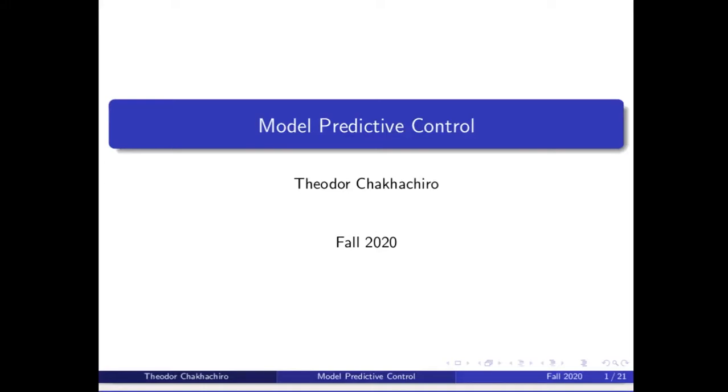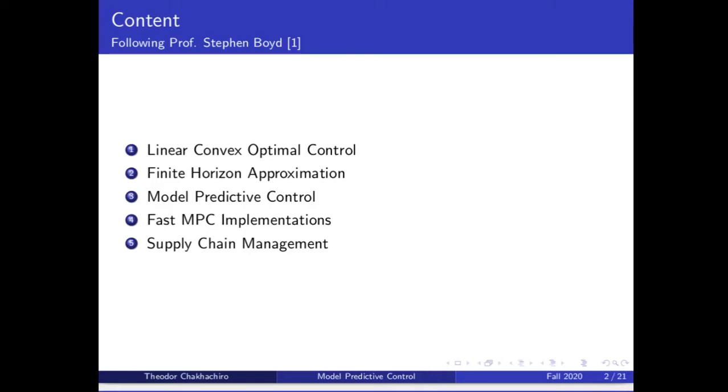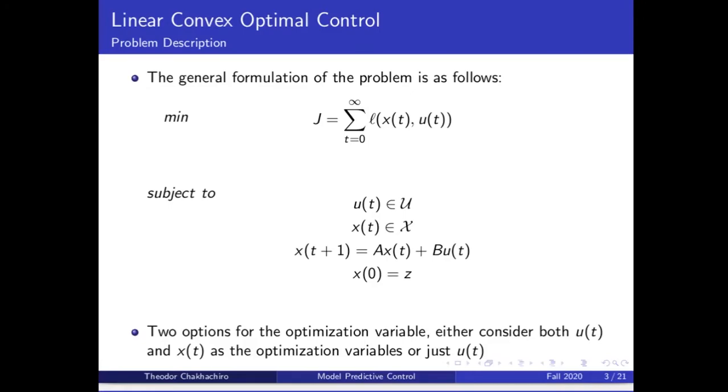I'm going to be summarizing Professor Stephen Boyd's lectures on model predictive control, and hopefully I will keep it under 10 minutes, depending on how deep we dive into each topic. So this is the course content. We first start with the linear convex optimal control part, then I will move to the finite horizon approximation, then to the model predictive control part with the fast MPC implementations, and I'll end up with an example on supply chain management.